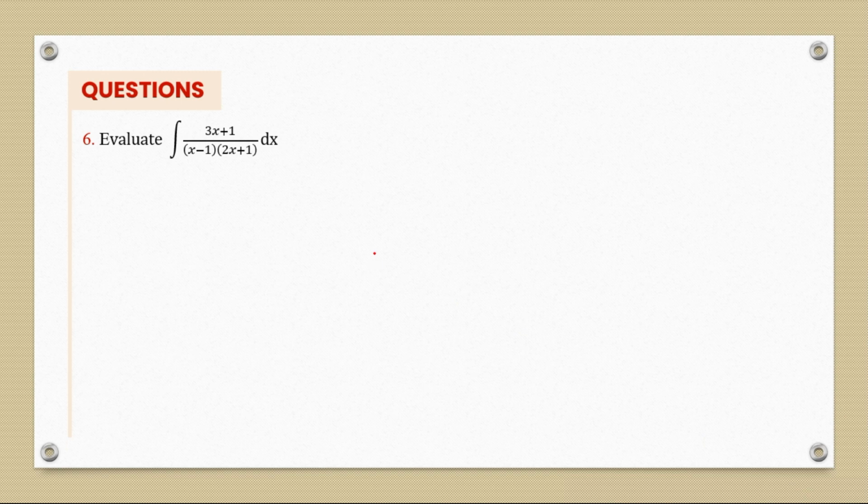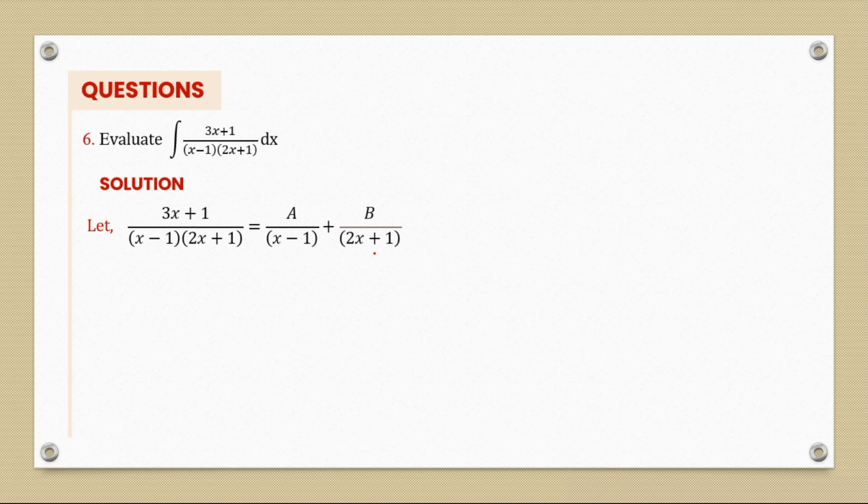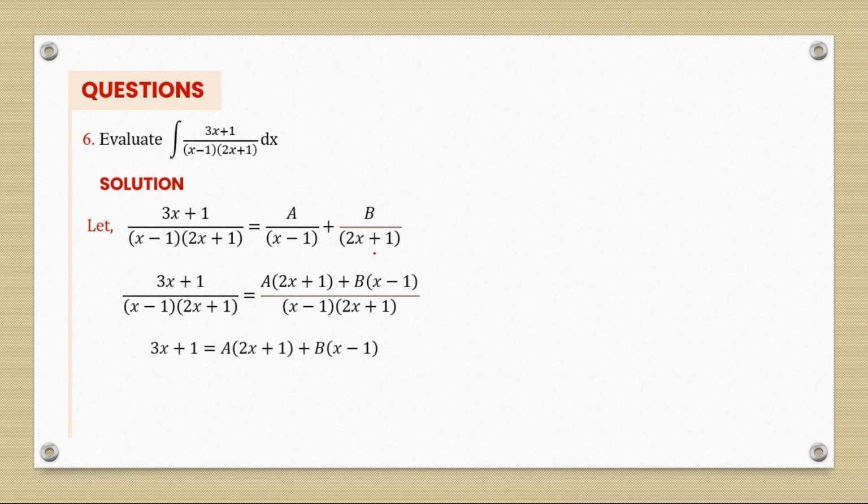Alright, so the first step we're going to do is let that value be equal to A over x minus 1 plus B over 2x plus 1. So now we're going to find the LCM. So this is the LCM, and then the denominators cancel, and this is what we are left with.